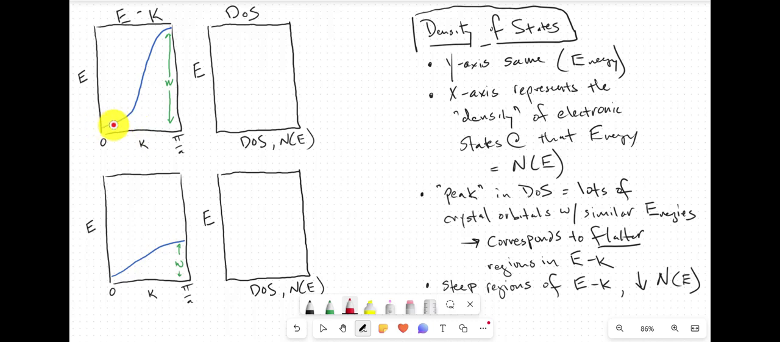So flatter regions correspond to an increase or a peak where we have something that's sitting out further to the right in the density of states. We've got lots of crystal orbitals with similar energies. And in contrast to that, the steeper regions, like this middle region in the EK diagram, we are changing energy really quickly, right? The slope of this region is changing at very small changes in K, which means we have a lower density of states available as we spread them out over a wider energy range.